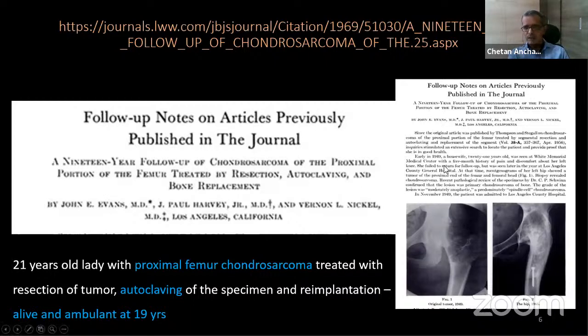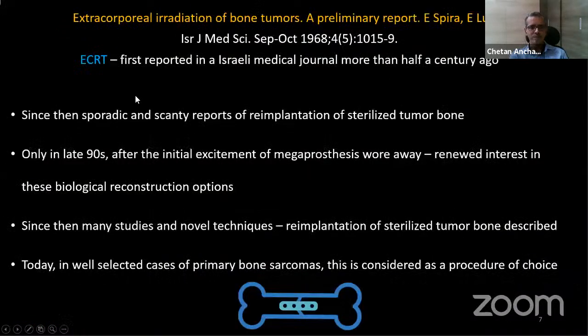The X-ray in this PDF picture that we see on the left is her tumor X-ray, and on the right is at the time of this reporting, where she has a nicely fused hip. And the fixation, if you see, was done with a single screw. Similarly, extracorporeal radiotherapy was first reported in an Israeli medical journal by Sipra and Lubin more than half a century ago, in 1968. They reported on their experience with two cases.